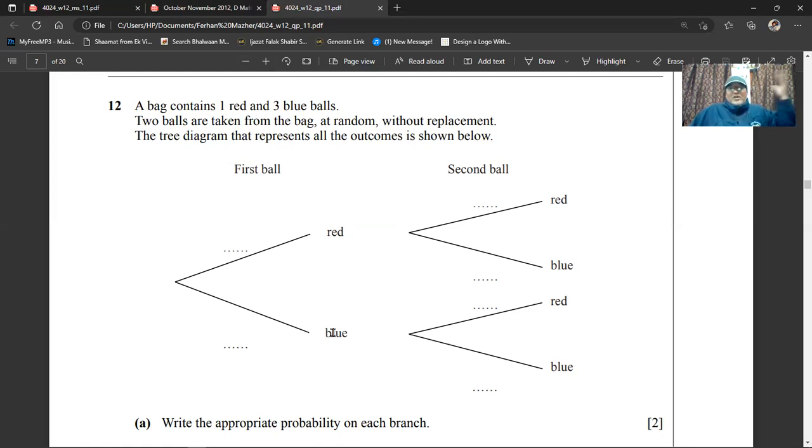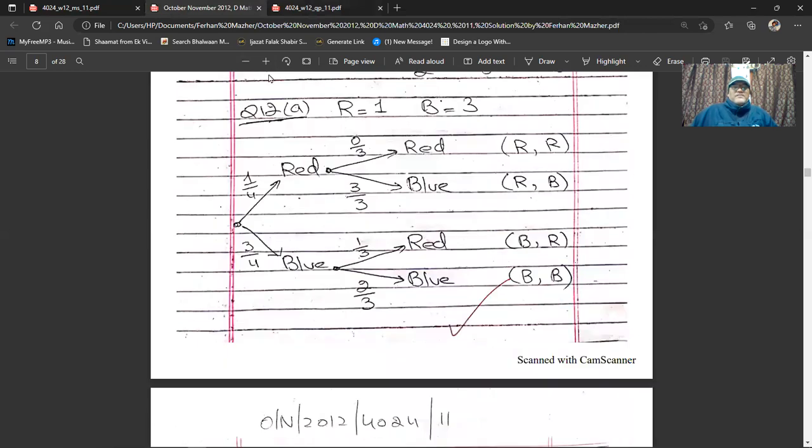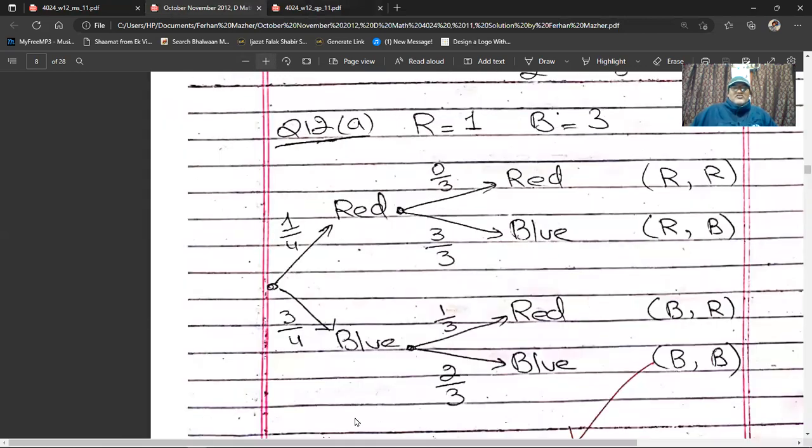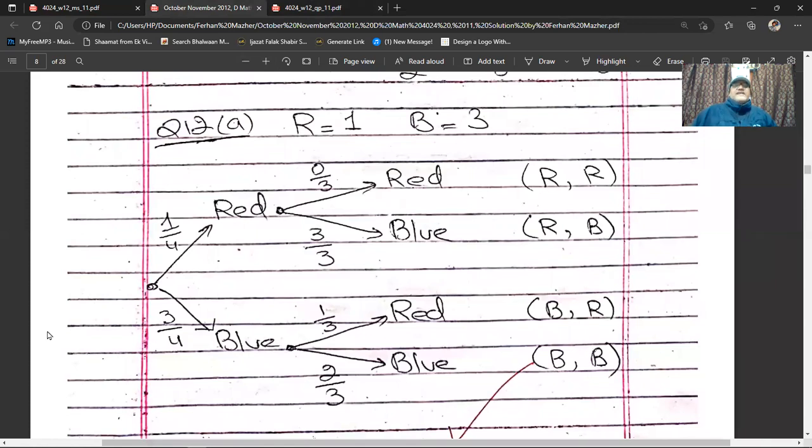If the first ball is blue, then getting a second ball red will be 1 by 3, because there is 1 red ball. If 1 blue ball is out, then getting a blue ball will be 2 by 3. So let me show you. I have done this on a paper. Okay, so here we go. Hopefully you understand.